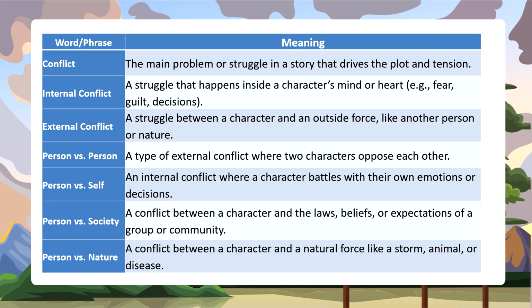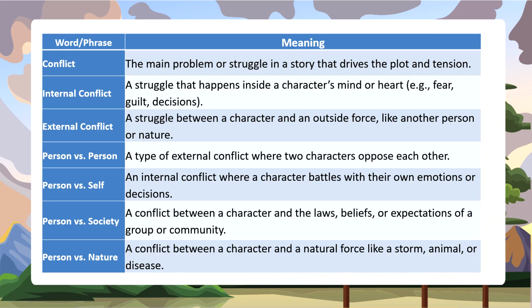Then we have person versus person, a type of external conflict where two characters oppose or fight against each other. Then person versus self, an internal conflict where a character battles with their own emotions or decisions. Next, person versus society, a conflict between a character and the laws, beliefs, or expectations of a group or community.